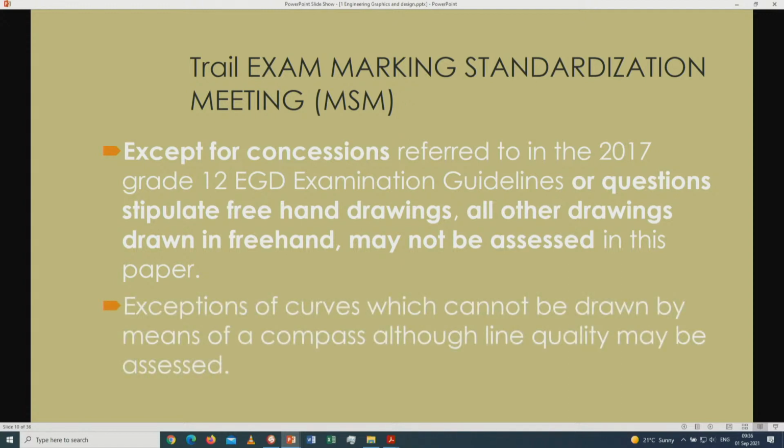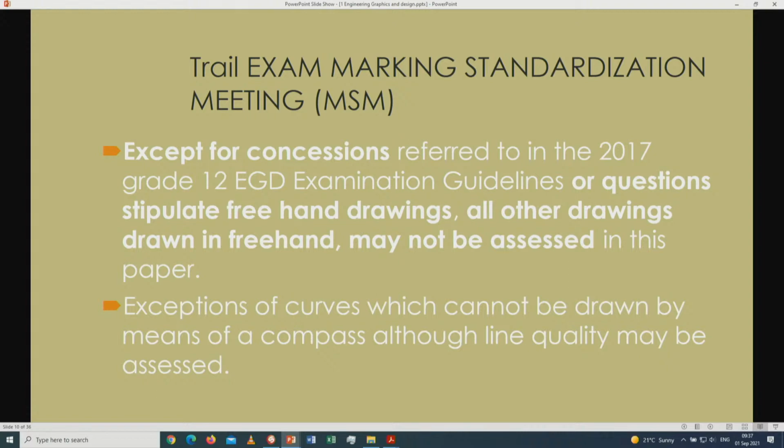Right, and then exceptions: curves which cannot be drawn by means of a compass can be drawn freehand, of course. But if a follower, for instance, is at rest for a certain period, for a certain number of degrees, that must be done by a compass. You can't with the rest period of cams, although the learner can use freehand for other curves. And then the other part is that isometric circles must be drawn by means of a protractor, because there's a method to that.